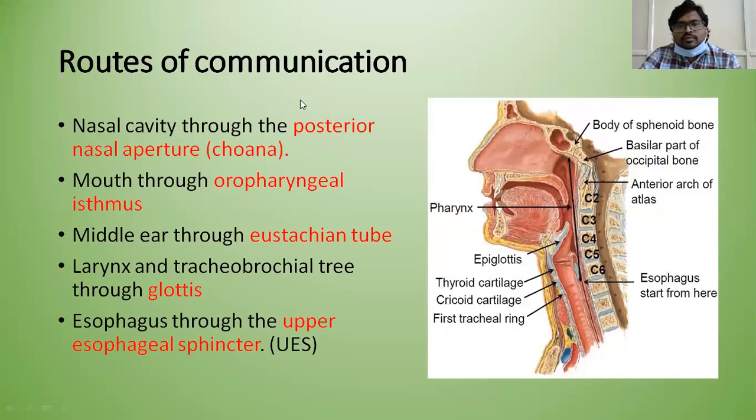Now coming to routes of communication. How does the pharynx communicate with the surrounding structures? The nasal cavity is communicated through the posterior nasal aperture or the choana. The mouth is communicated through the oropharyngeal isthmus. The middle ear through the eustachian tube orifice. The larynx through the glottis. Glottis is nothing but a slit-like space between the two vocal cords. And finally, the esophagus through the upper esophageal sphincter formed by the cricopharyngeus muscle.